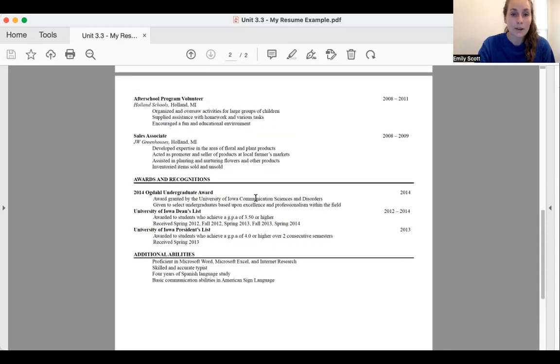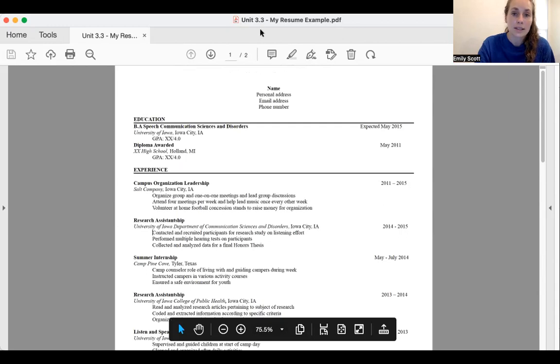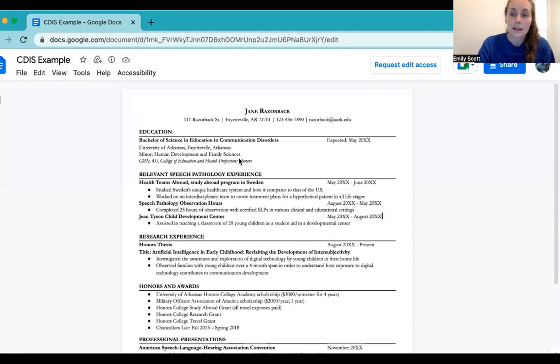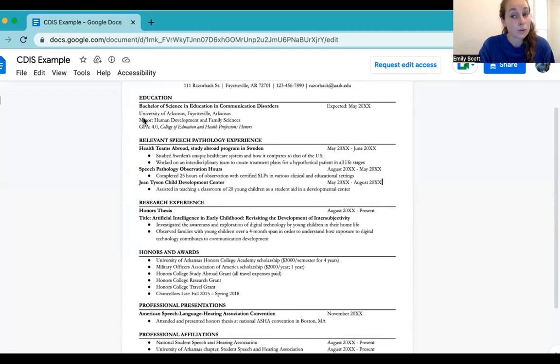So let's compare my resume now to one that is provided by the University of Arkansas. This is also in your handouts as you're going through things, but this handout is nice because it is CSD specific. So you can see here we have Jane Razorback. They have the formatting slightly different than what I had when it comes to the address, phone number, all that information right in the line. Education looks very similar. Bachelor's degree, expected in May of X, University of Arkansas. You can even include your minor as they did here, and then your GPA.